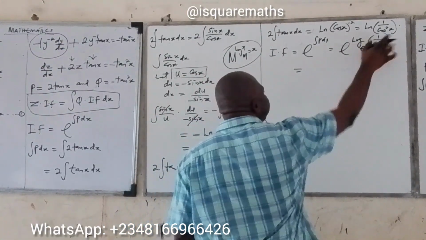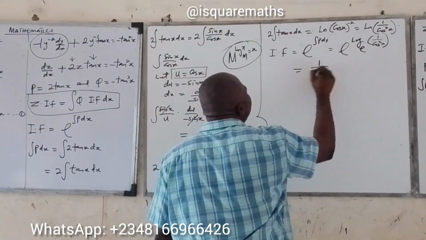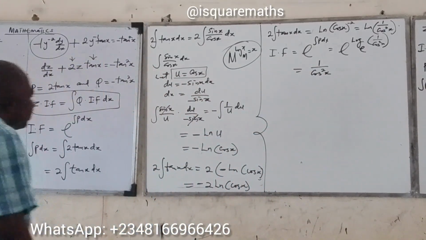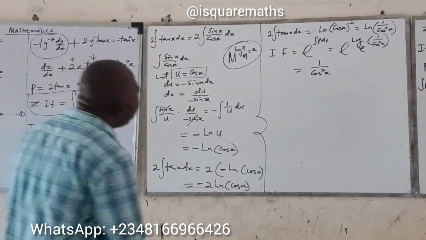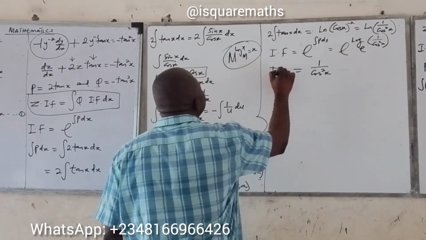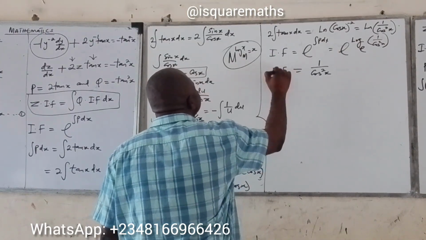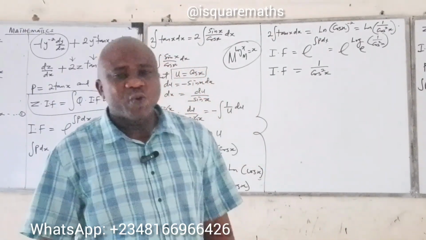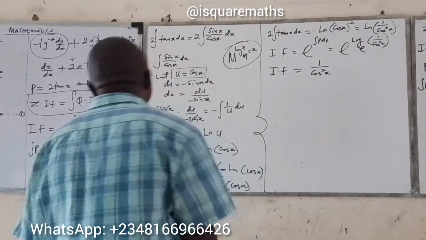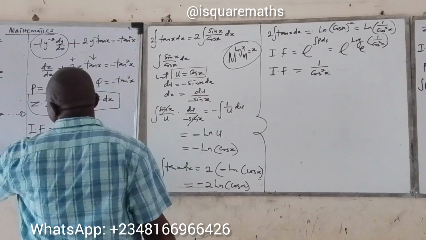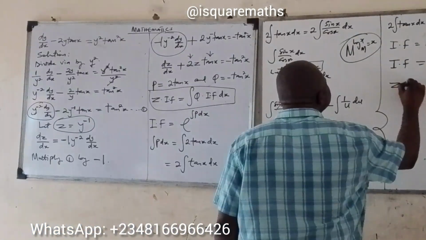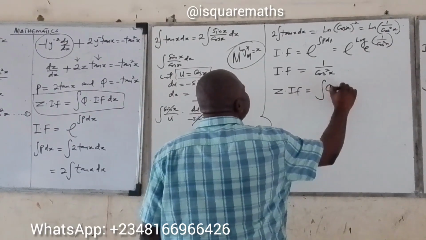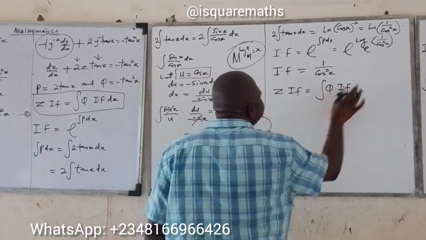So the log to base e will give us 1 all over cos squared x. Yes, 1 all over cos squared x. So it therefore means that the integrating factor, remember we're using IF to designate the integrating factor, so IF is 1 all over cos squared x. It means at this point, let's bring out this z times the integrating factor will be equal to the integral of q times the integrating factor.